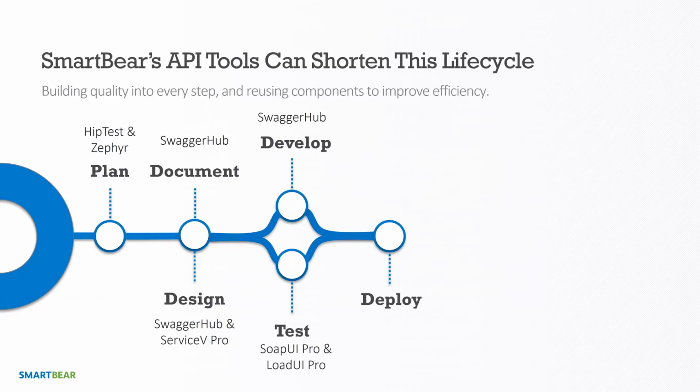Next, we have our deploy stage, where we work with most API gateways, like AWS and IBM, where we really just want to partner and be part of that ecosystem. And then we finish up here with monitoring.